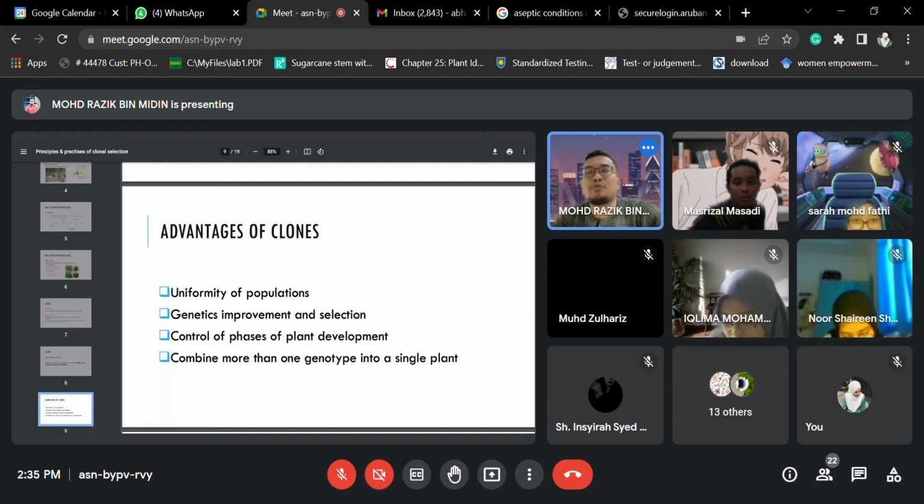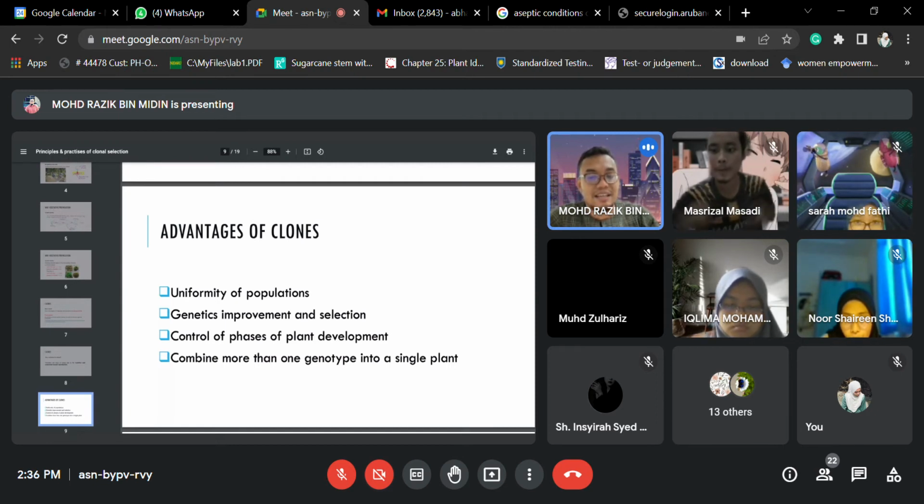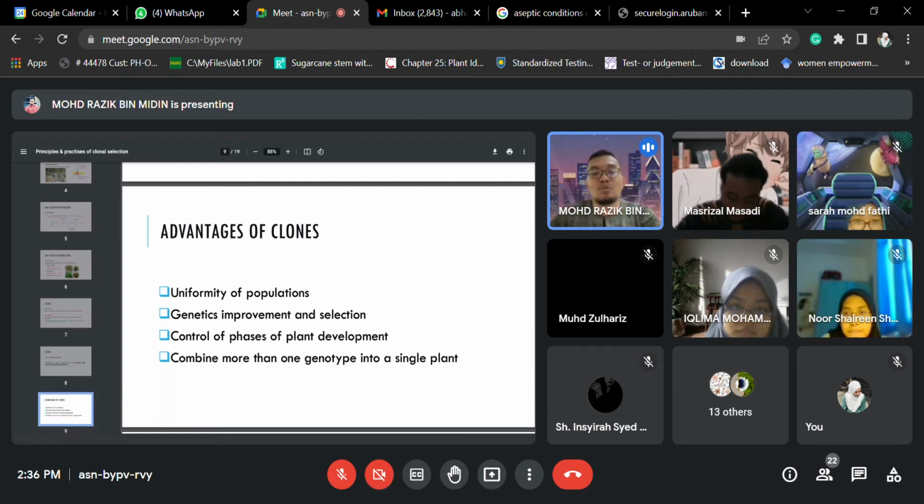We produce the clone with additional traits in some species, where some genes or some characters will be introduced into the genome of the targeted plant. Before this it did not have that character, but to give it that character, we inject that gene into that plant. So when it is stable, it will be reproduced via asexual propagation to produce a clone that is already improved. And then control of phases of plant development, as well as combining more than one genotype into a single plant.